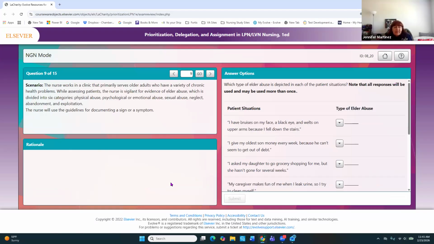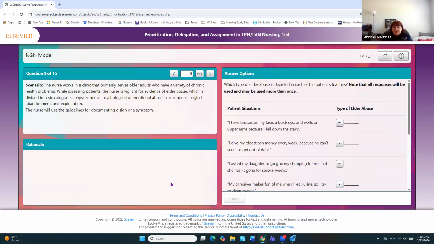The nurse works in a clinic that primarily serves older adults who have a variety of chronic health problems. While assessing patients, the nurse is vigilant for evidence of elder abuse, which is divided into 6 categories: physical abuse, psychological or emotional abuse, sexual abuse, neglect, abandonment, and exploitation. The nurse will use guidelines for documenting a sign or symptom.